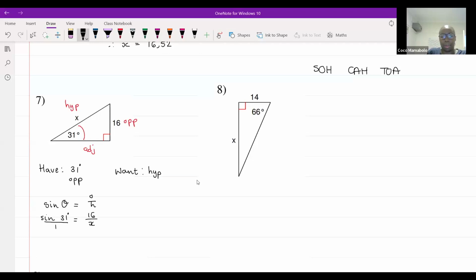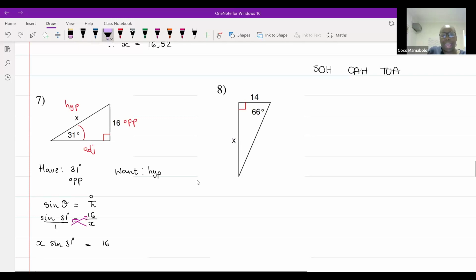What is my next step? After I've done that, good, Abu, absolutely. I must cross multiply, right? But when I cross multiply, I'm going to find that my x ends up with my sine 31. So I'm going to get x times sine 31 degrees is equal to 1 times 16, which is 16.